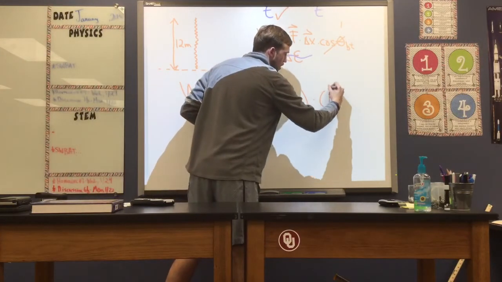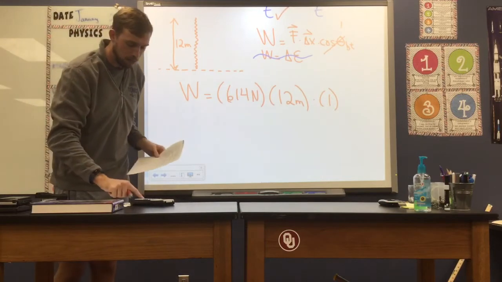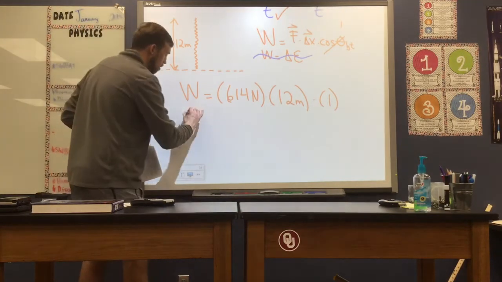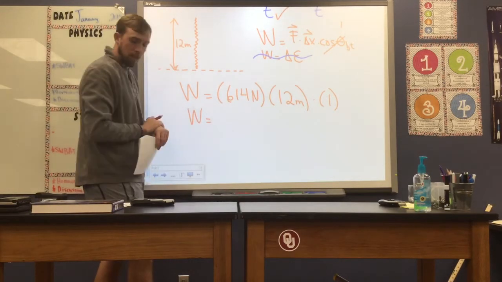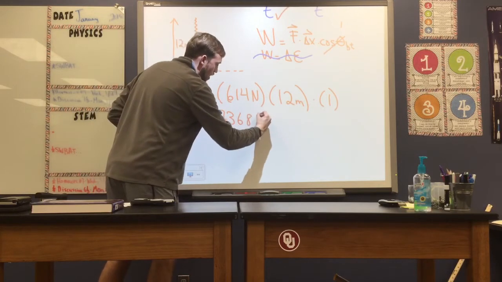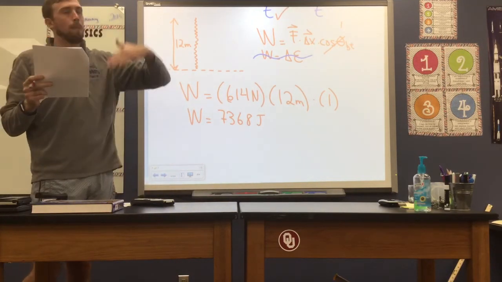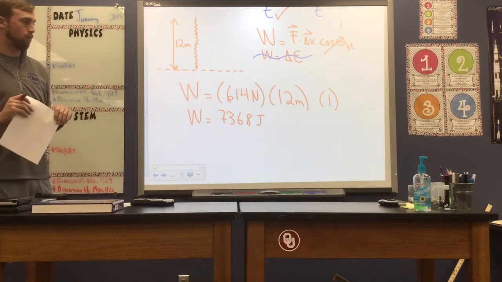So work done is 614 newtons, our force, times 12 meters. I'm going to plug that in and see what I get. It looks like 7,368 joules. That's how much work is done in order to get us, effectively, up the 12-meter rope.